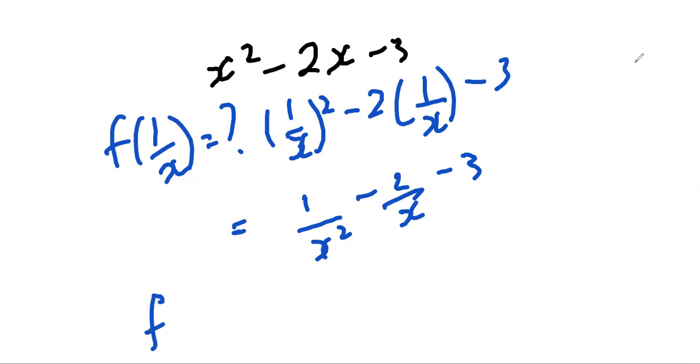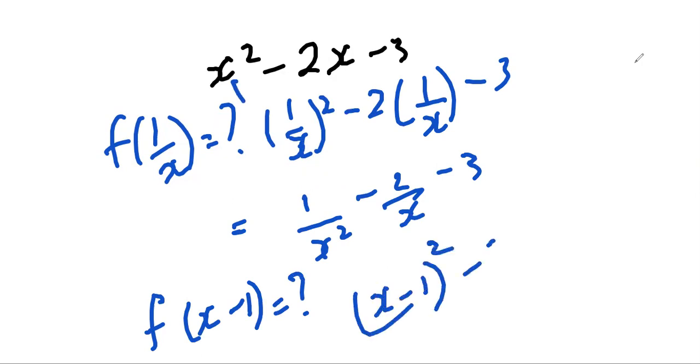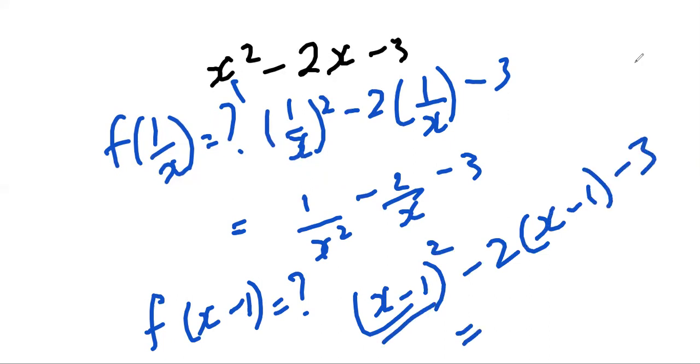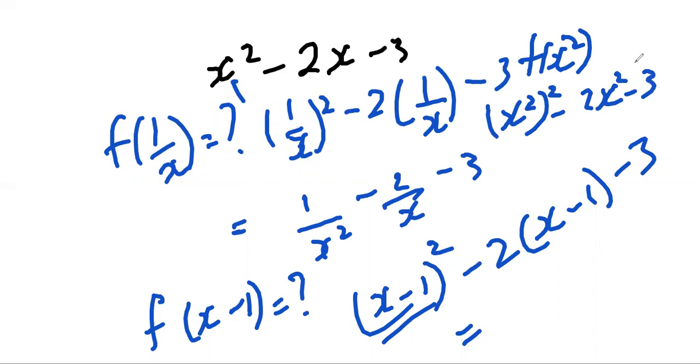Now if f of x minus 1 is asked from you, then you will put x minus 1 here. Now you will be solving it further. The formula a minus b whole square is a square minus 2ab plus b square. This formula will be opened here. And if f of x square is needed, then you will put x square in place of x. Whatever value you get in the bracket, you have to put it. This is the simple solution for the functions.